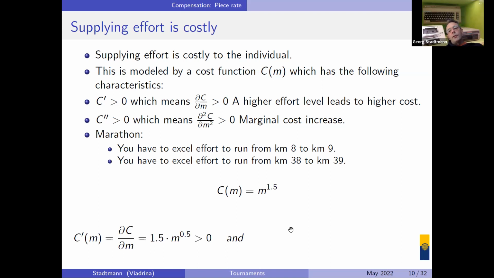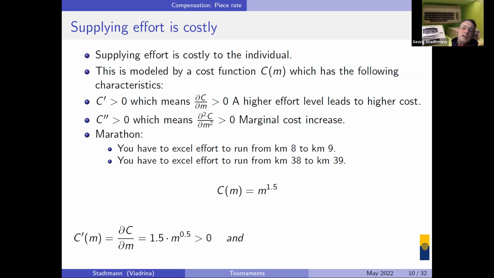Here we have one cost function as one example. C(m) is equal to m to the power of 1.5, and we can check whether this cost function fulfills the criteria mentioned above. So let's compute C prime. Del C del m is equal to, we take the exponent, write the exponent in front of the expression, and reduce the exponent by 1 unit. So we get 1.5 times m to the power of 0.5, which is positive.